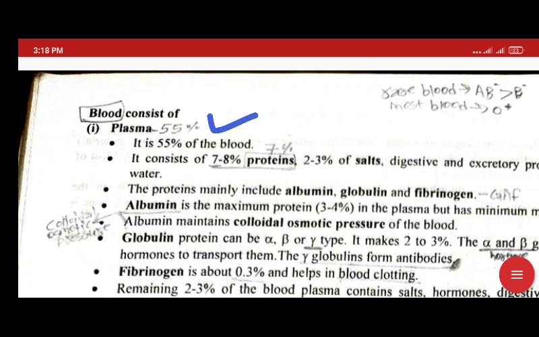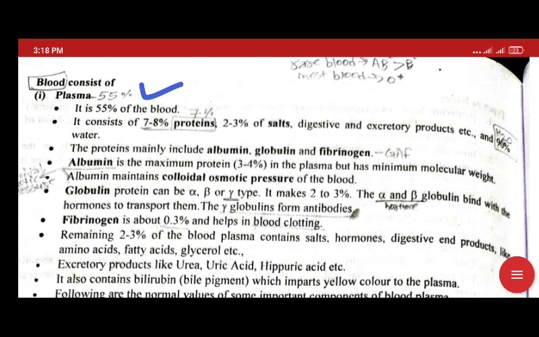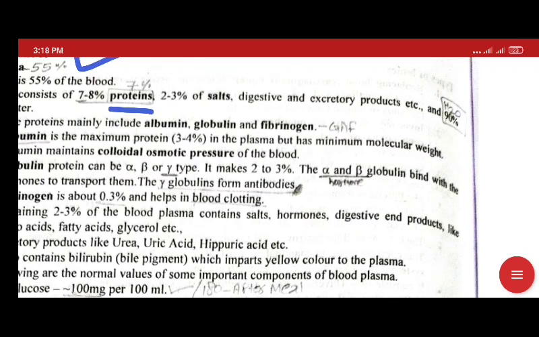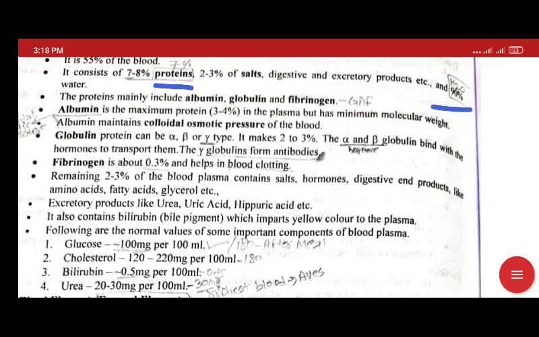Plasma makes up 55% of the blood content. It has 7% protein and 90% water. We also have the proteins albumin, globulin and fibrinogen. All three of these proteins are formed in the liver.